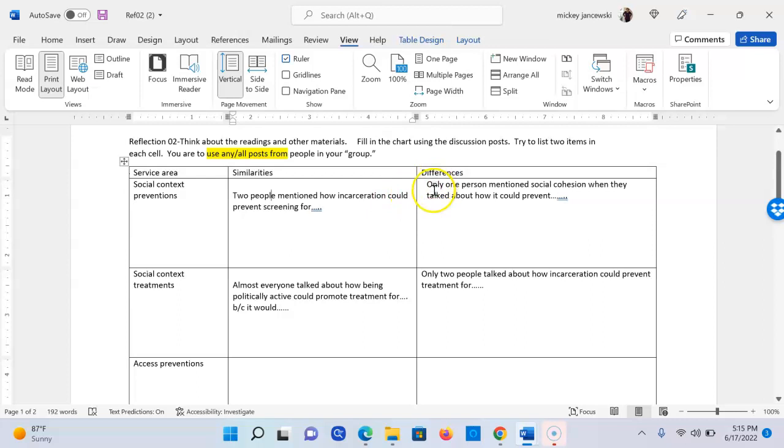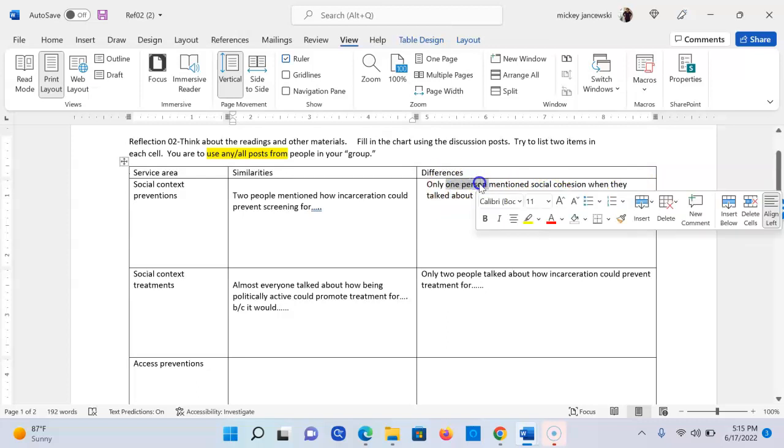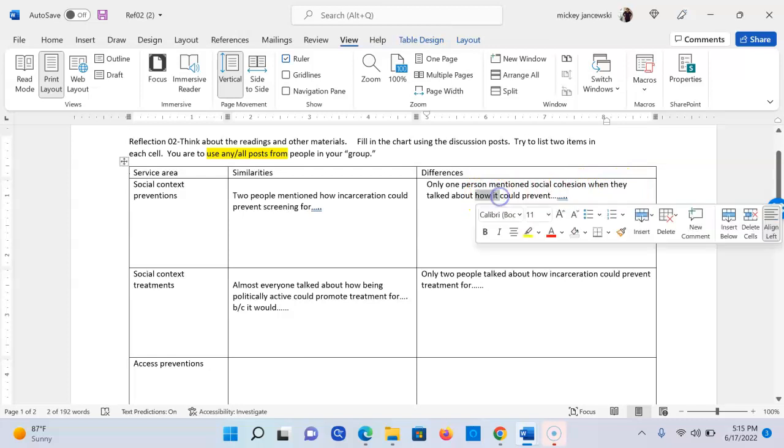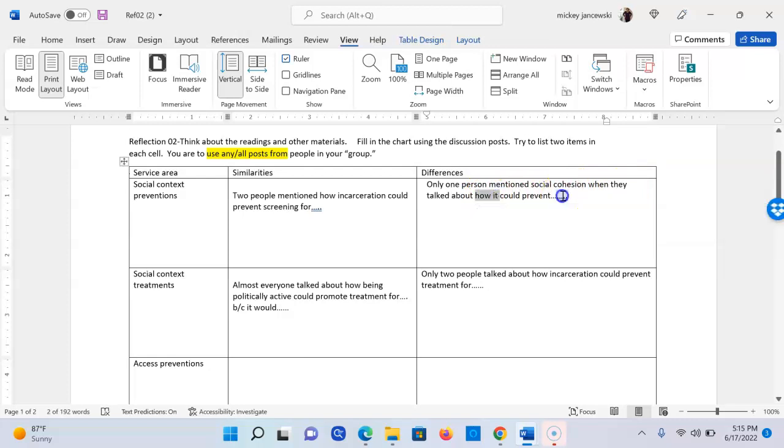A difference: only one person mentioned social cohesion when they talked about how it could be prevented. And it would be best, again, if you mention the person by name. Only Robin mentioned social cohesion when they talked about how their issue, topic, or disease could be prevented.